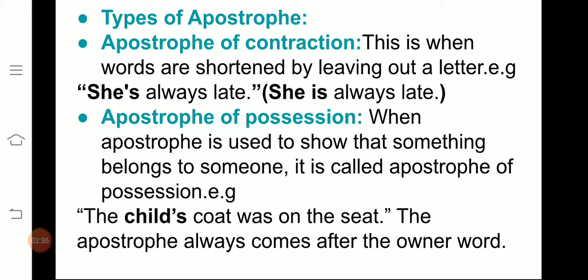Please remember one thing: the apostrophe always comes after the owner word. As you can see, the apostrophe has come after the owner word, like after the child. Child is the owner of the coat. So this is apostrophe of possession. When we use the apostrophe to show that something belongs to someone, it is called the apostrophe of possession, and the apostrophe always comes after the owner word. I hope, students, you have understood the uses of apostrophe.